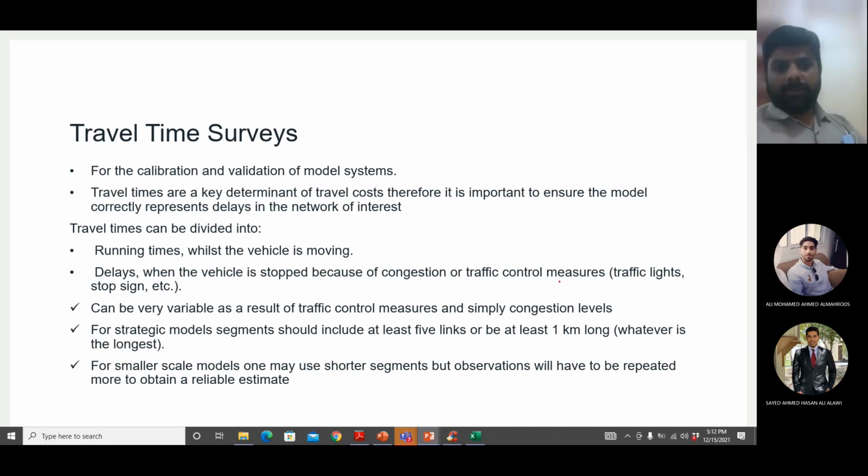Travel time survey. Travel time surveys are used for calibration and validation of the models and systems. So you already have an equation which gives you the number of trips going from one zone to the other zone. Now we know the number of trips depends upon travel time. So there are equations available in which you can use travel time to find out if the number of trips given by the equation is valid or not.